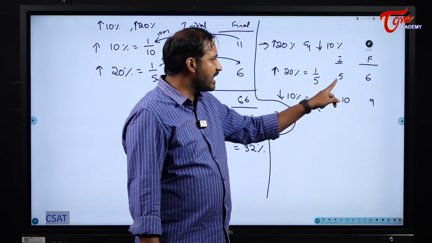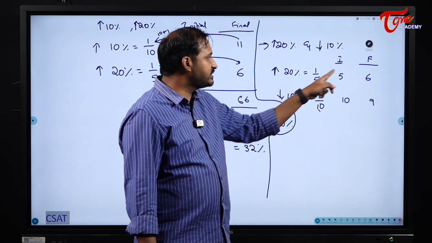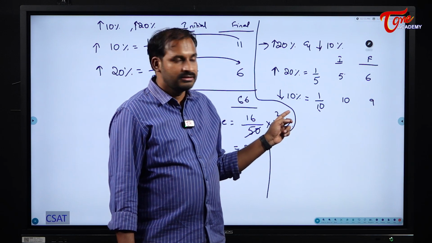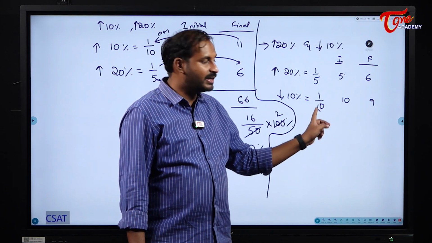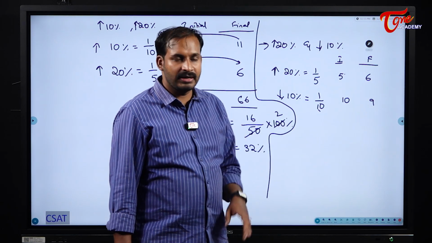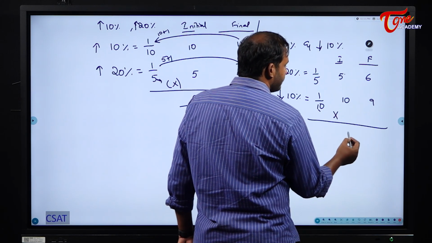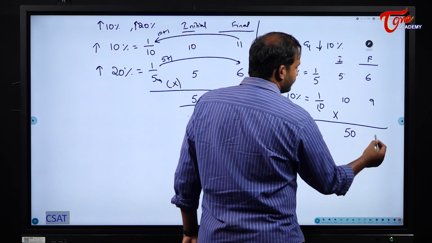Here in this case the initial is 5, an increase, so 5 plus 1 is 6. Here in this case it is a decrease, so the initial is 10 and the final will become 10 minus 1, 9. Remember this one. Now multiply: 5 tens are 50, 6 nines are 54.